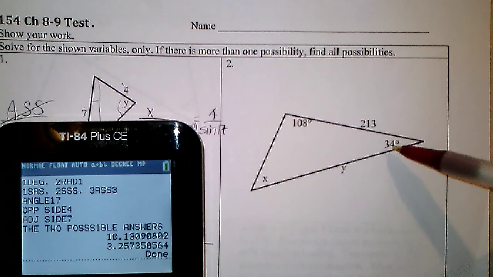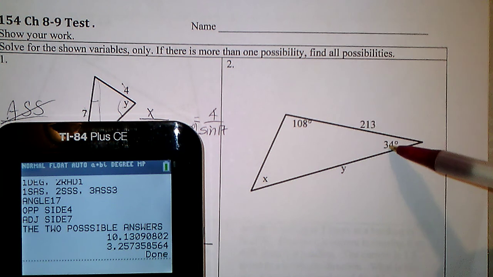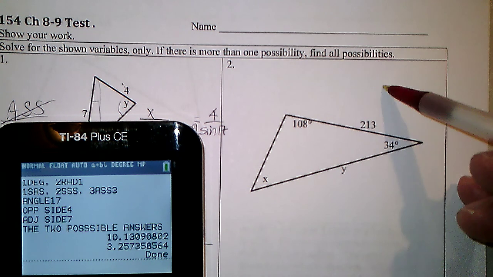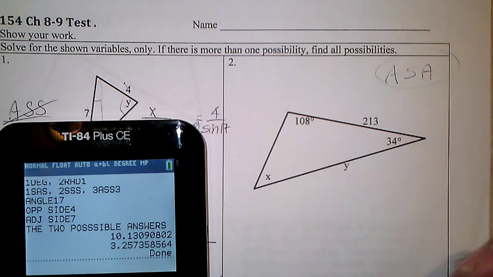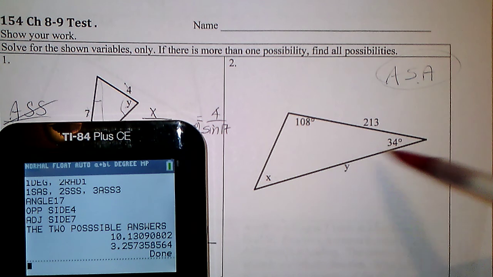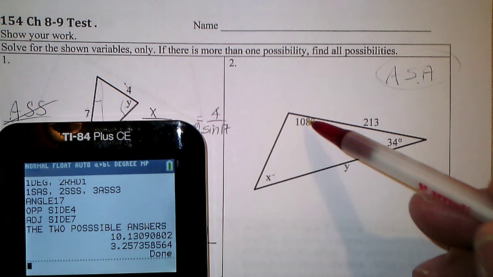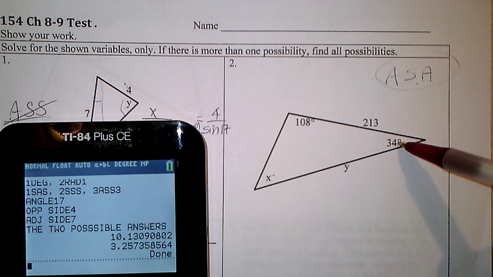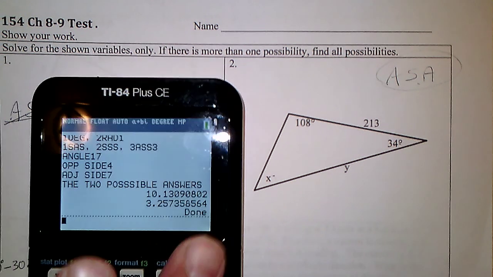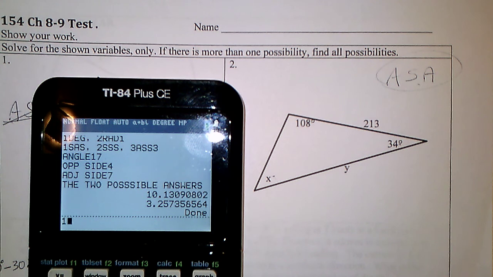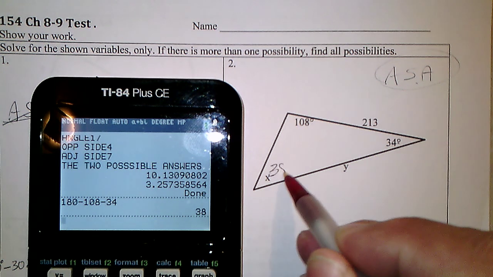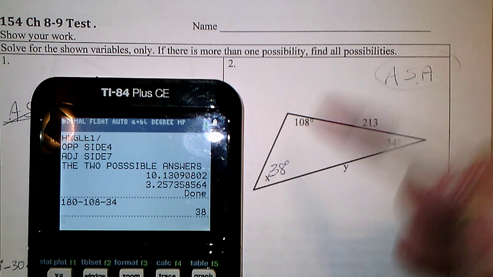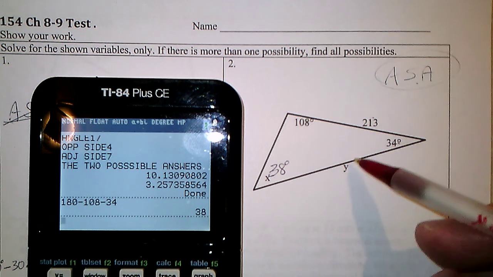Number 2, we have angle side angle, an angle and a side between. So angle side angle, which is not one of the ones we have in our calculator, but we can always find the other angle. If we take these two angles and subtract them from 180, we get x. So 180 minus 108 minus 34, 38 degrees. And then we got an angle on the side across, and we can find y.